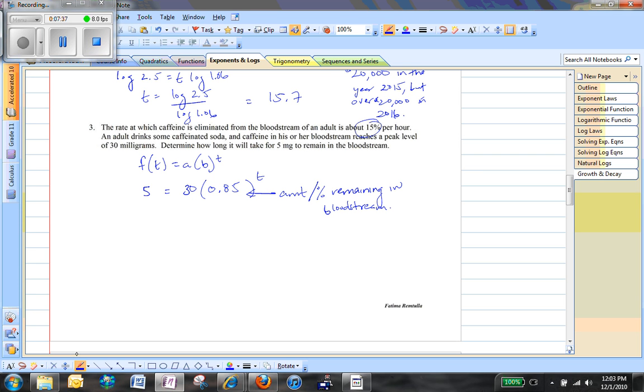So again, I'm going to divide by 30 and I get 1 over 6 is equal to 0.85 to the t. What I want is in the exponent. I take the log of both sides in order to get out of the exponent. So log 1 over 6 is equal to t log 0.85. So t is log 1 over 6 divided by log 0.85. I use my calculator. I get about 11 hours. So it takes around 11 hours to get to about 5 milligrams in their bloodstream.